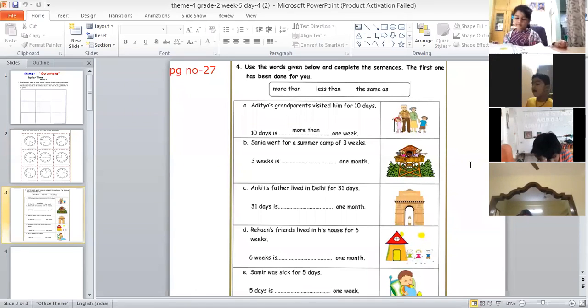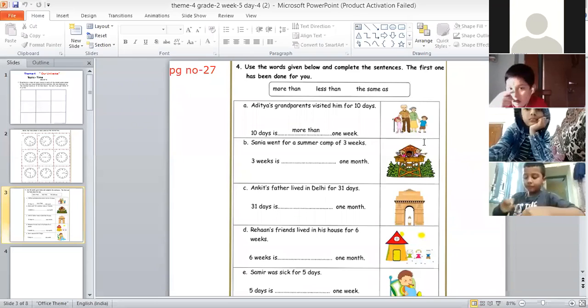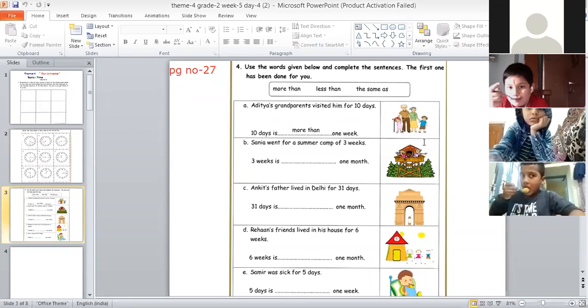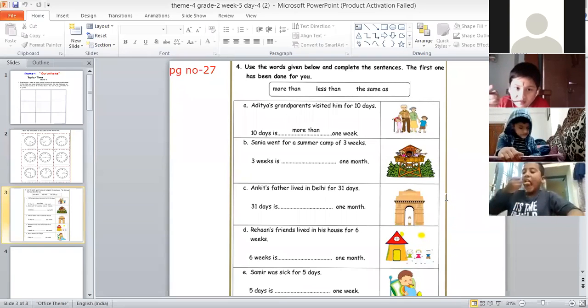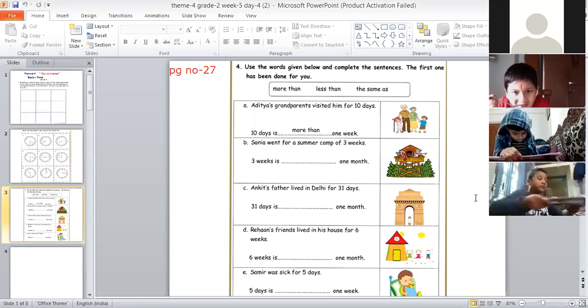Yes, Supratik, you need to unmute yourself if you want to say something. Yes, Supratik, unmute yourself. Yeah, ma'am, I have finished that, ma'am. Okay, fine. If you have completed, very good.